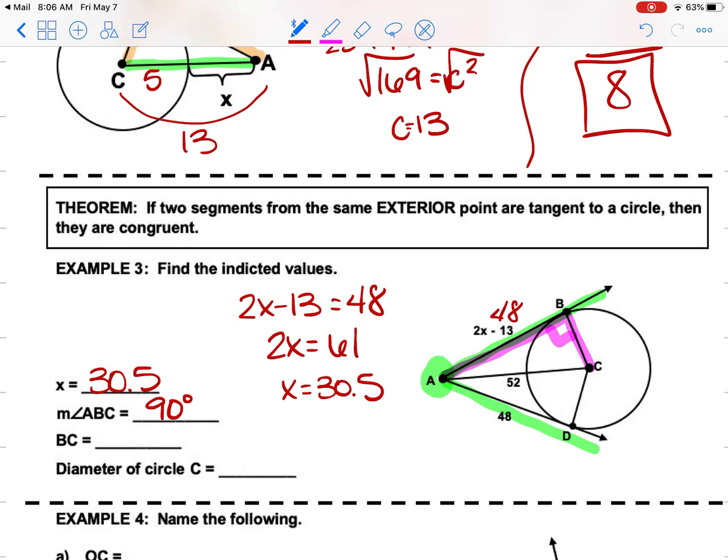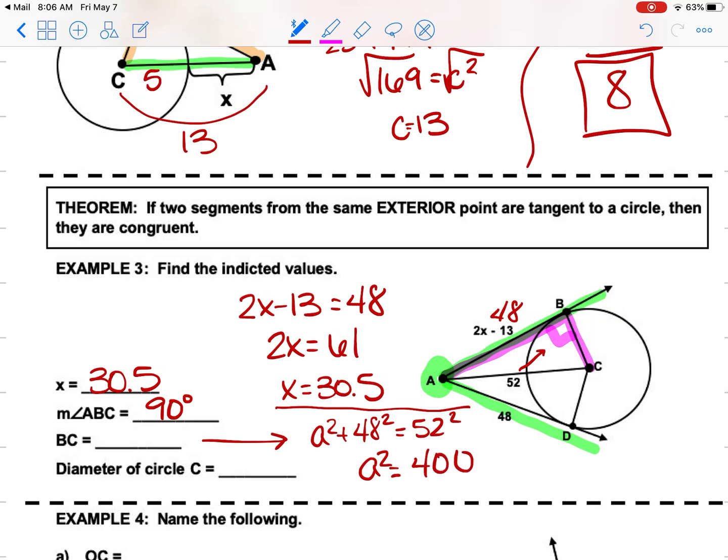We have 2 of our 3 sides, so we can do Pythagorean Theorem. I'm going to squeeze that in here. We know that 52 is our hypotenuse because it's across from the right angle. So we can say a squared plus 48 squared equals 52 squared. And we subtract our 48 squared, so a squared would equal 400. Square root that, and that's going to give us 20. Okay, so all of our radii equal 20. And if we go from a radius to a diameter, we know that we would just double it, and so that would give us 40.